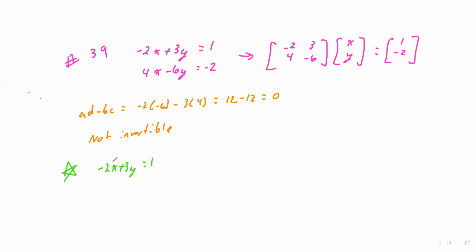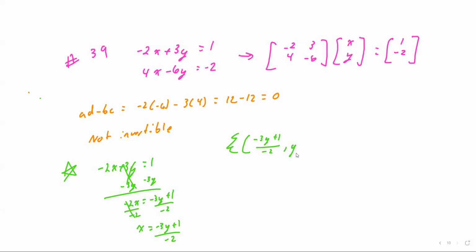It doesn't really matter. I'm going to subtract 3y. So I get -2x equals -3y plus 1. And then I'll divide by -2. So therefore, x equals -3y plus 1 over -2. Once you have 1 solved for, then this is how they want you to write the answer. And again, you could solve for y as well. But since I solved for x, I'm going to say it's -3y plus 1 over -2, comma, y.